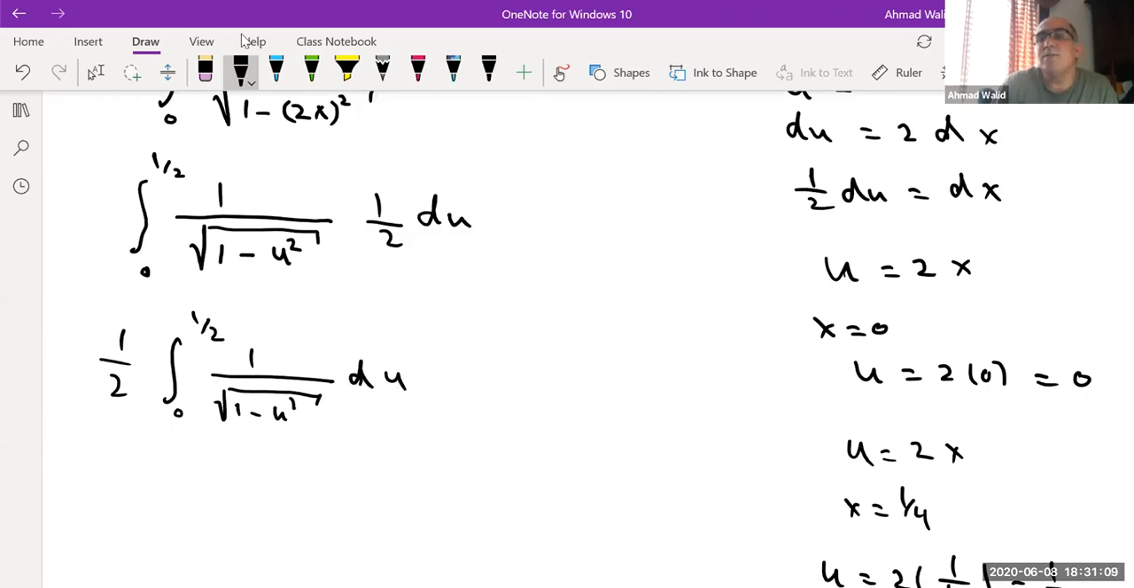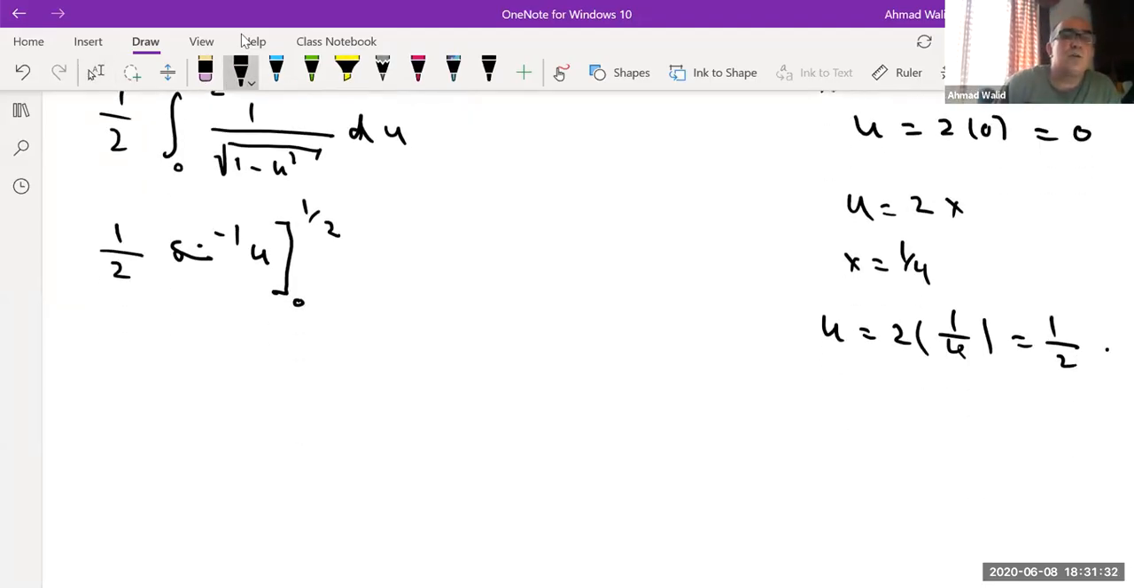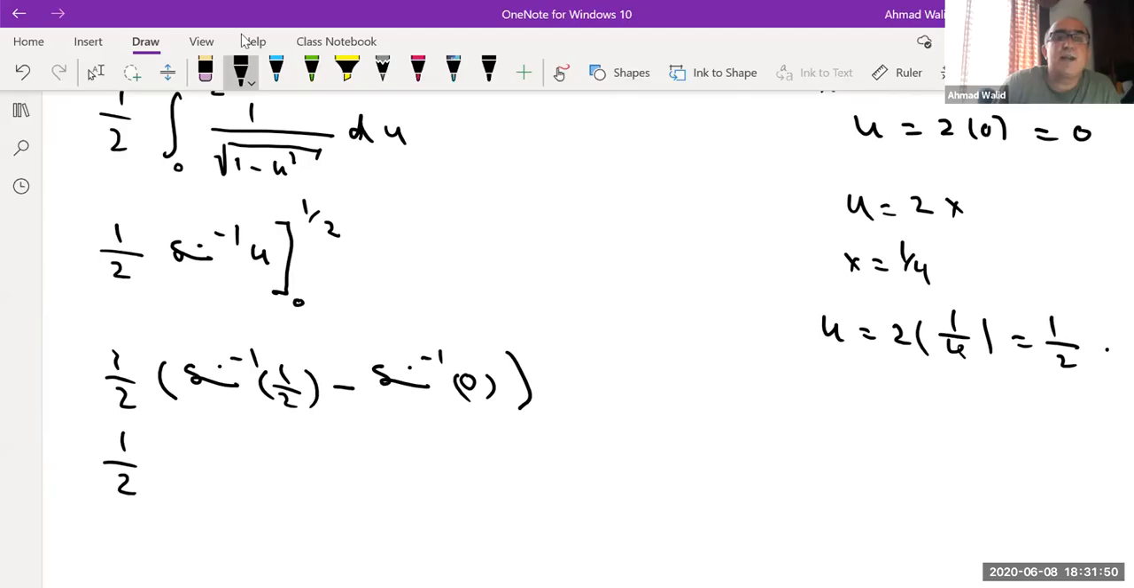Now I know what this is, right? What is this integral? This one will be 1/2 integral of 1 over square root of 1 minus u squared, which gives you inverse sine u, from 0 to 1/2. Now plug in the upper limit and lower limit. It gives you 1/2 times inverse sine of 1/2 minus inverse sine of 0, which gives you 1/2.